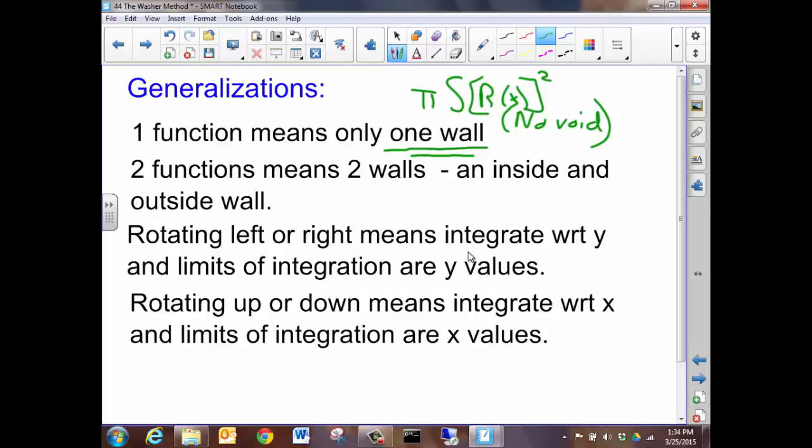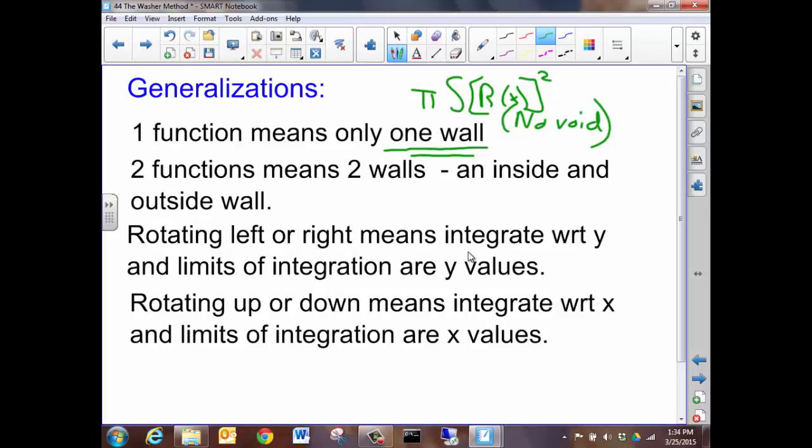Pi r of x squared. Now that r might be the function. It might be the function minus something else, but that's what it should be. And I think I told you wrong on D part now that I think about it, okay? We need to look at that in a second.